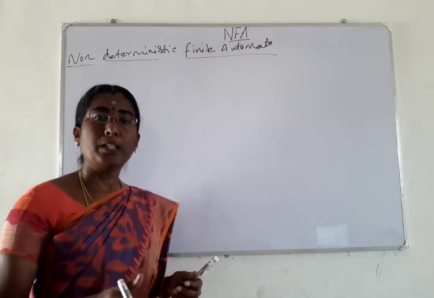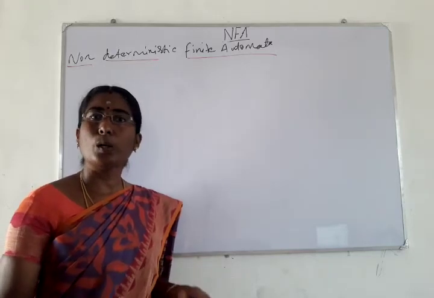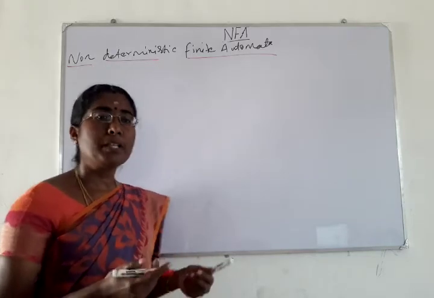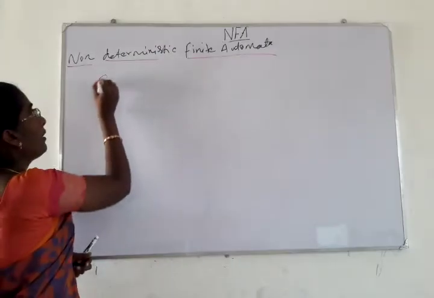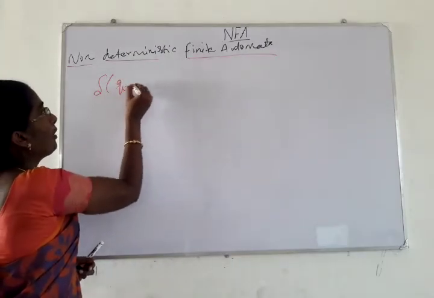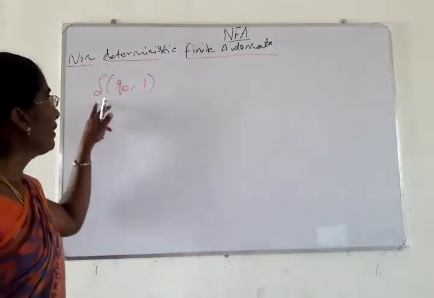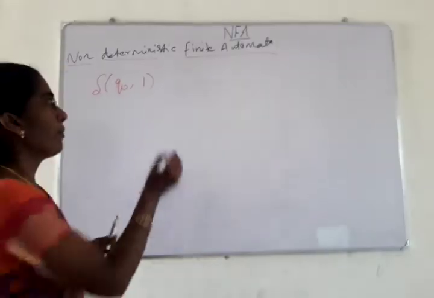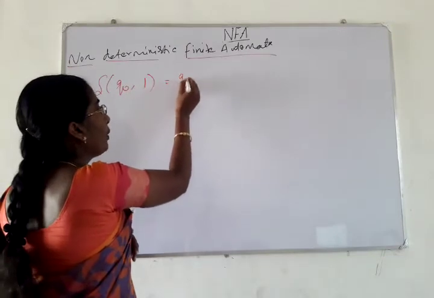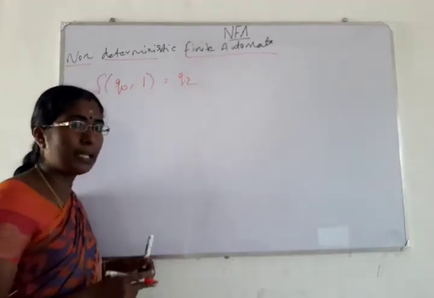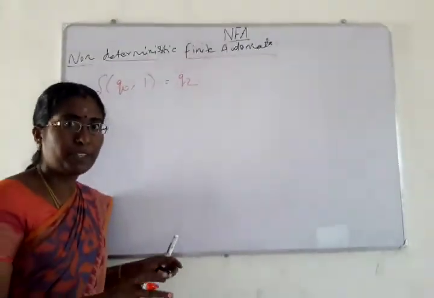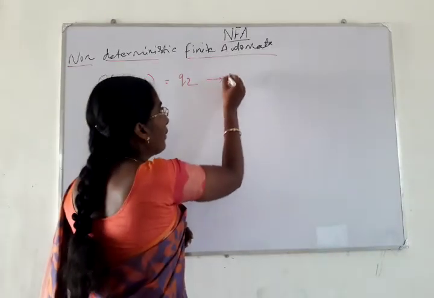But in NFA, the transition is not like that. The transition means, here we are saying δ(Q0, 1). Consider this as a transition. If this transition is in a DFA, it is equal to only Q2 or Q3, exactly a single state. This is in DFA.